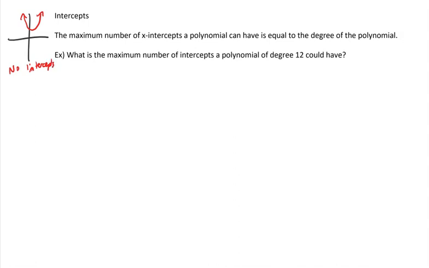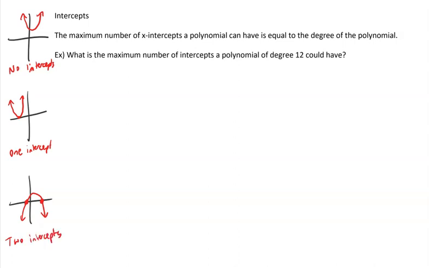But you can also have a parabola with one intercept if it just touches the axis and turns around. Or you can have a parabola with two intercepts. Let's say something like this would have two intercepts. A parabola is based on x squared, so the squared meant it could have a maximum of two intercepts. Again, it doesn't guarantee that there's going to be two, but it does say that there's going to be a maximum of two. There can't be three intercepts for a parabola like this.